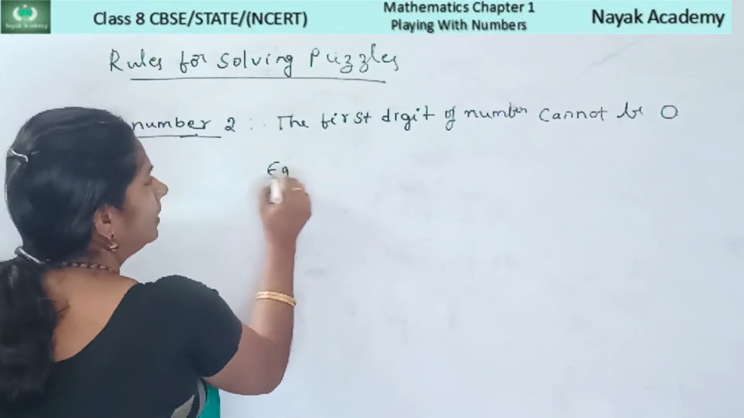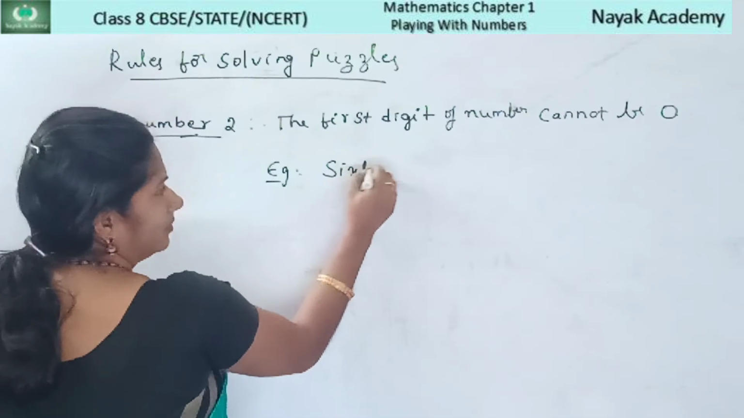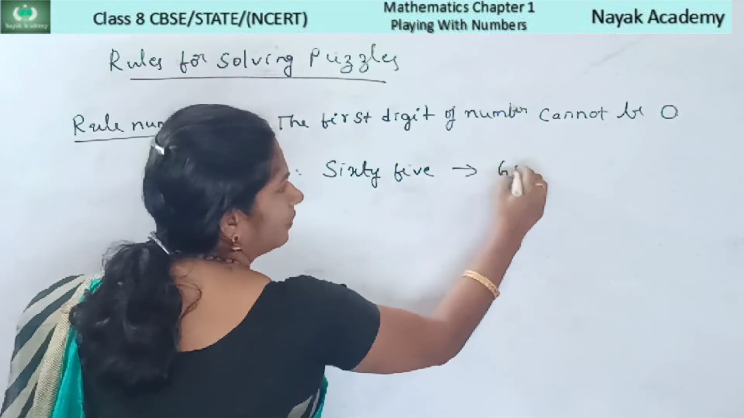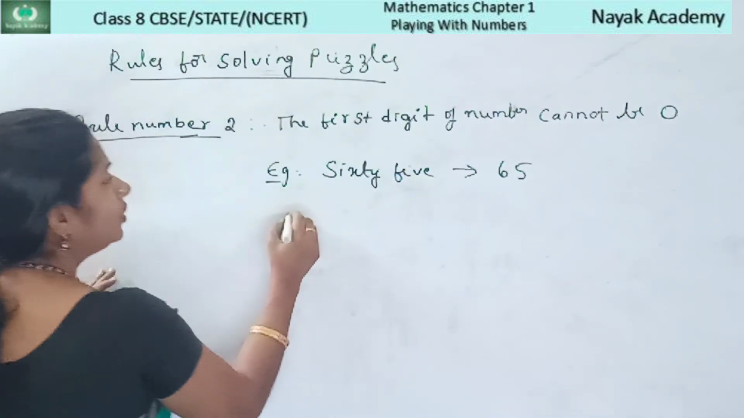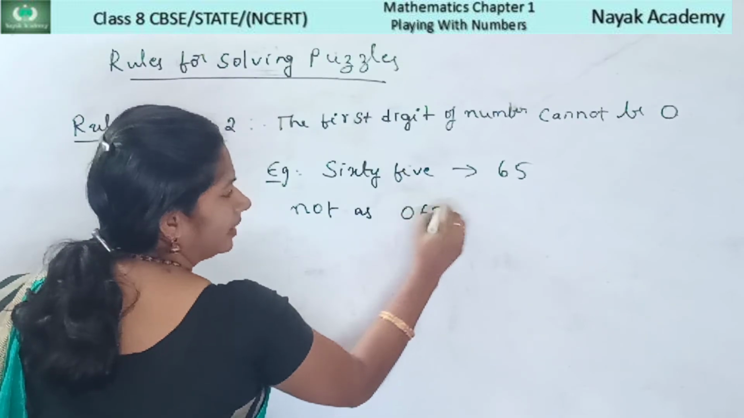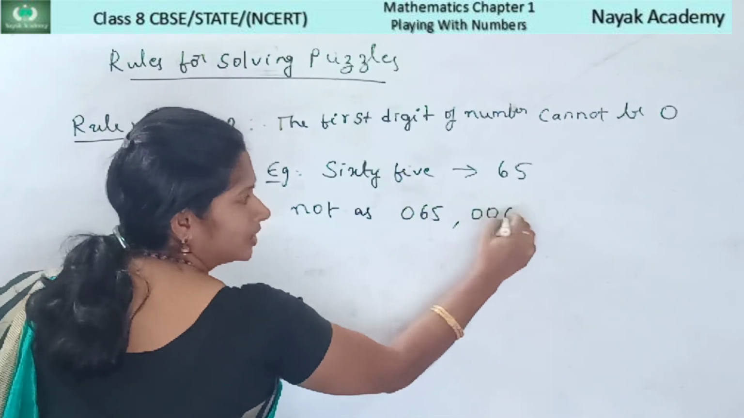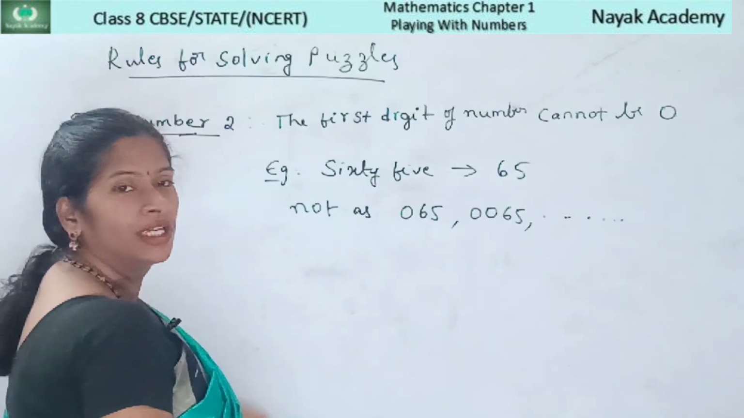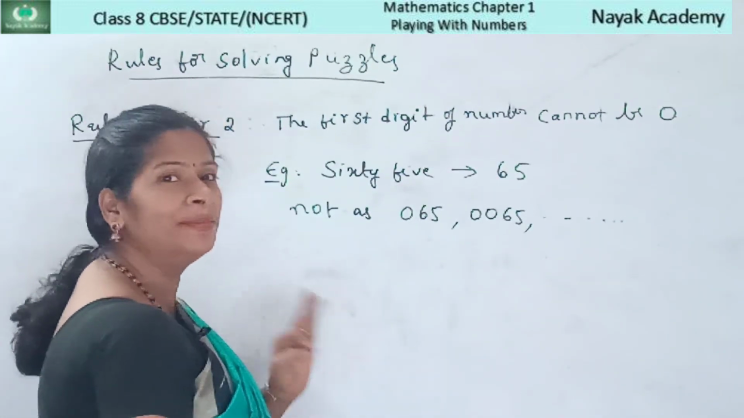For example, 65. You have to write it as 65 only, and you are not supposed to write it as 065 or 0065, 00065, and so on. These are the two rules for solving puzzles.